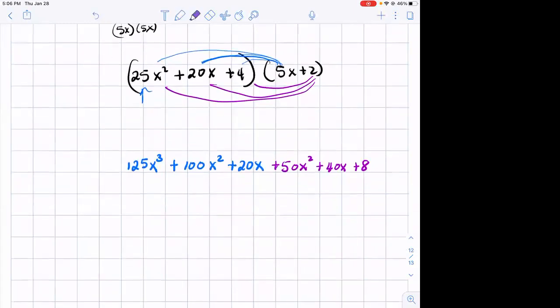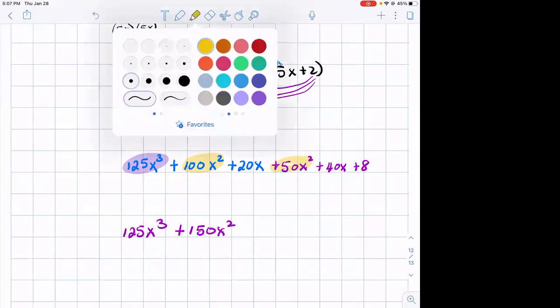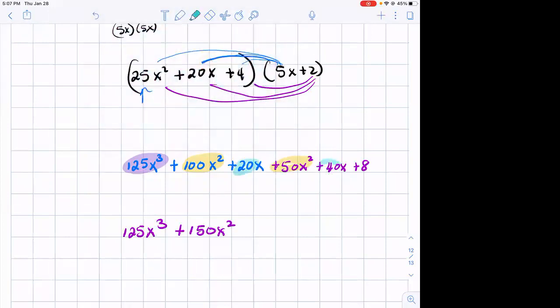And if we combine like terms as we did before, there is no other x cubed, so that's the only one, 125x cubed. We have x squared here and x squared here, so this becomes plus 100x squared plus 50x squared, which is 150x squared. And then if we move down the line, we have 20x plus 40x, and that becomes plus 60x. And don't forget the plus 8, we bring it down.